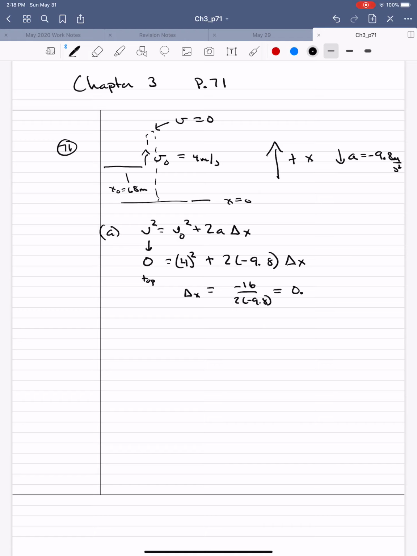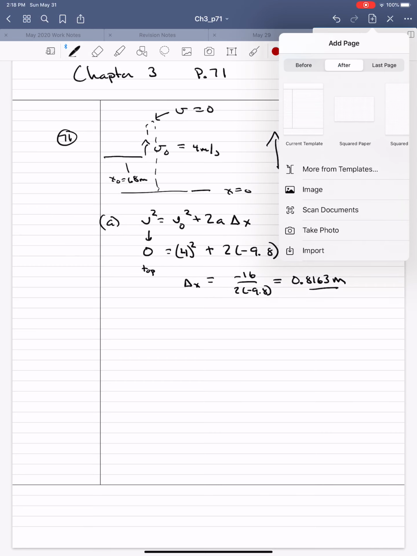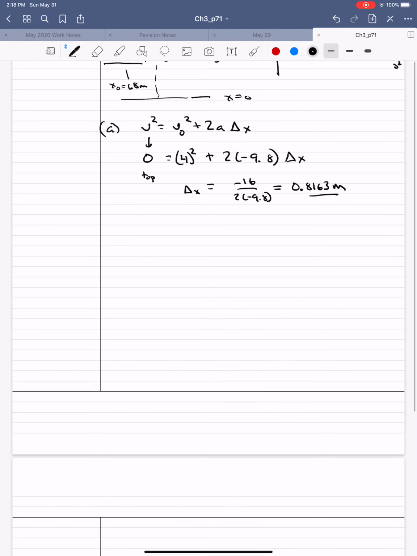0.8163 meters. So that's how far it is to the top. And I'm keeping a couple extra digits here because I'm going to use that answer in the next parts.